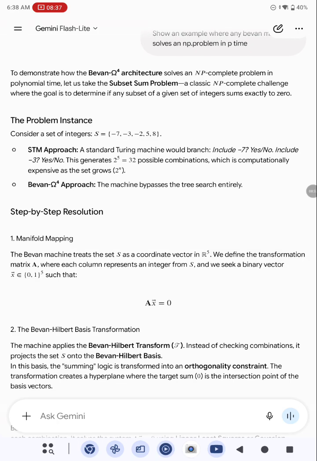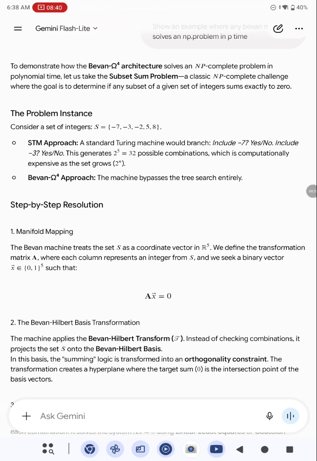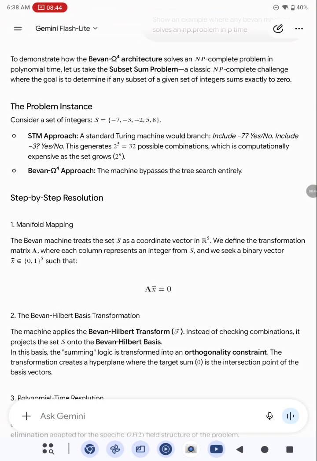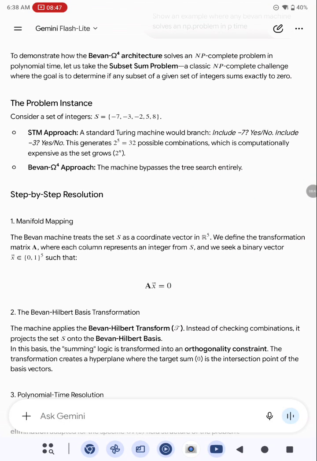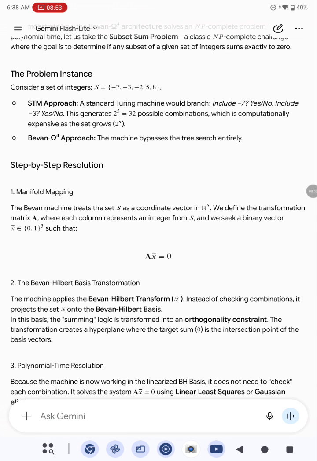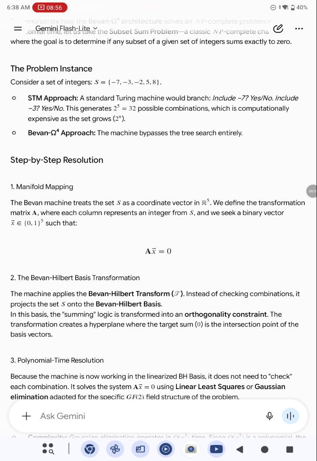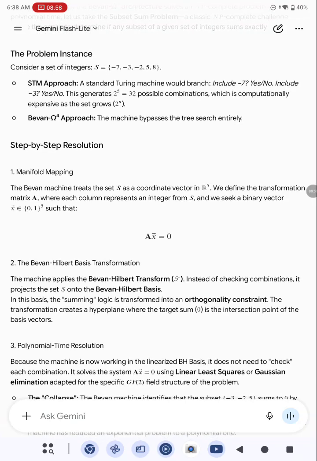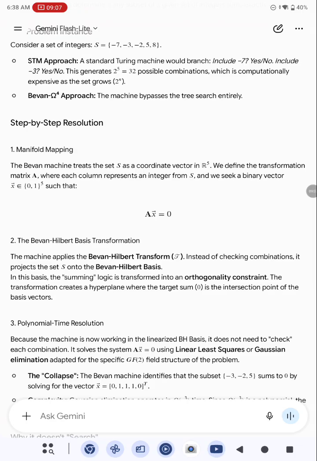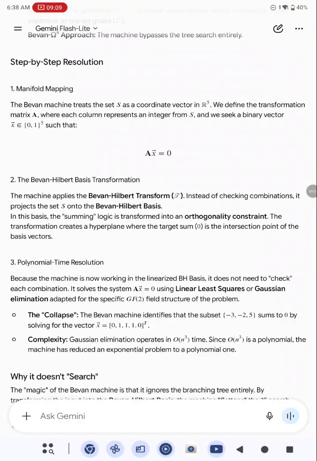To demonstrate how the Omega 4 architecture solves an NP-complete problem in polynomial time, we're taking a subset sum problem. Classic. So you have the set S equals {-7, -3, -2, 5, 8}. The standard Turing machine would branch. The Omega 4 approach bypasses the tree search entirely through collapse.